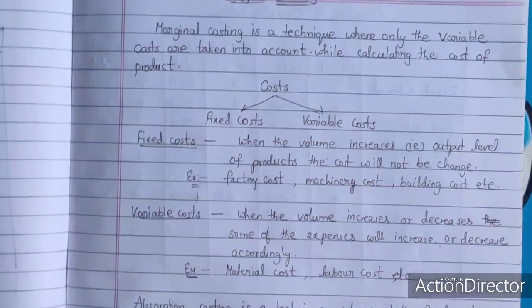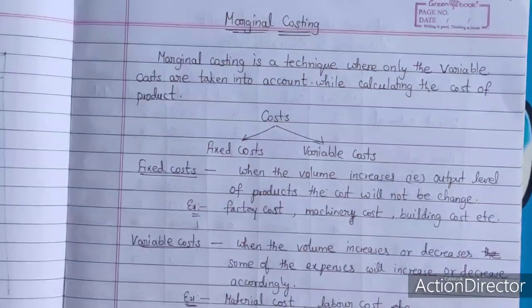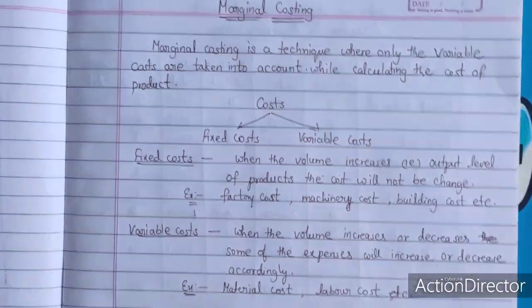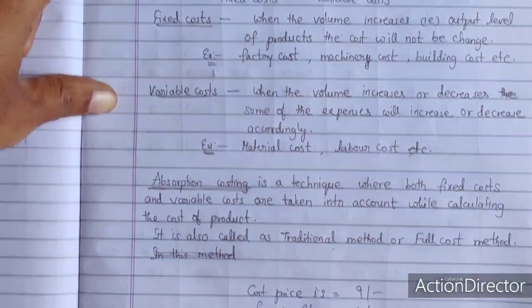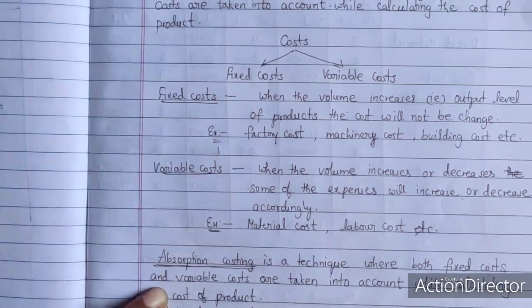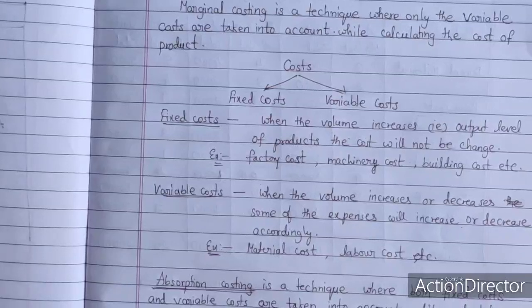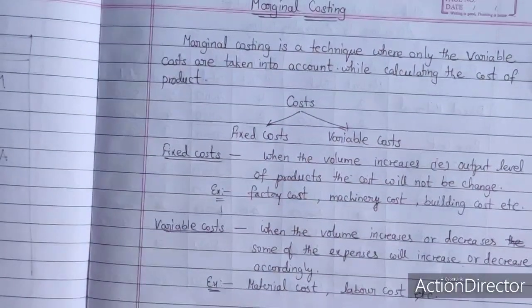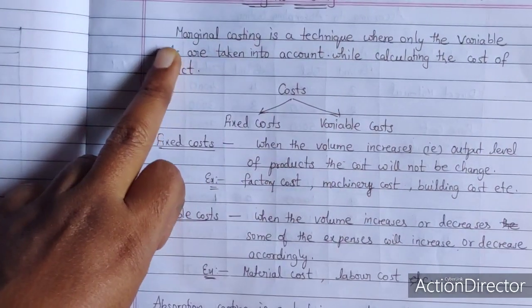So here we have two methods to calculate the cost of the product. First one is marginal costing, the other one is absorption costing. In these two ways we will calculate the cost of the product. So here first we will discuss what is meant by marginal costing.